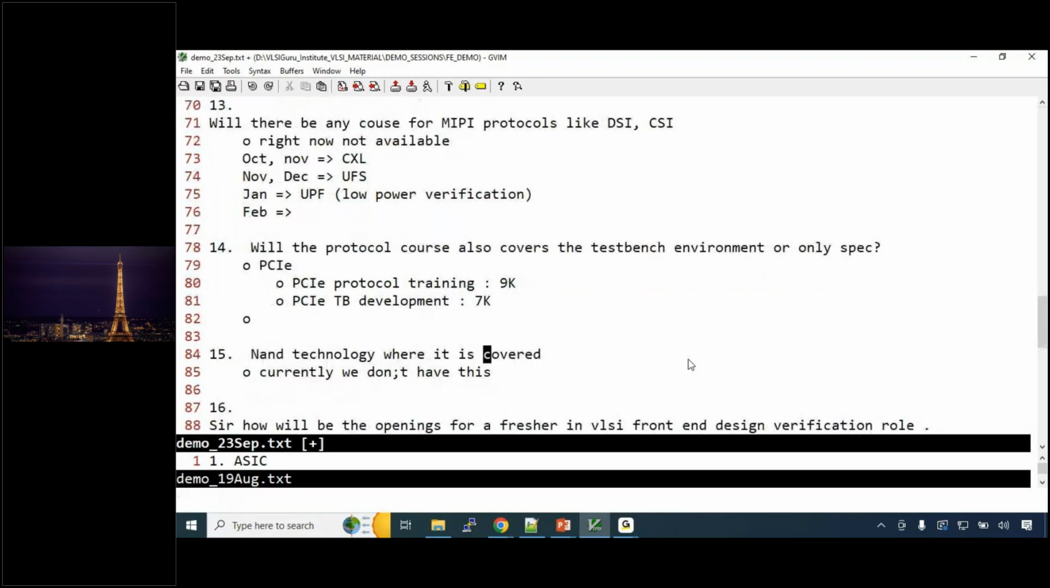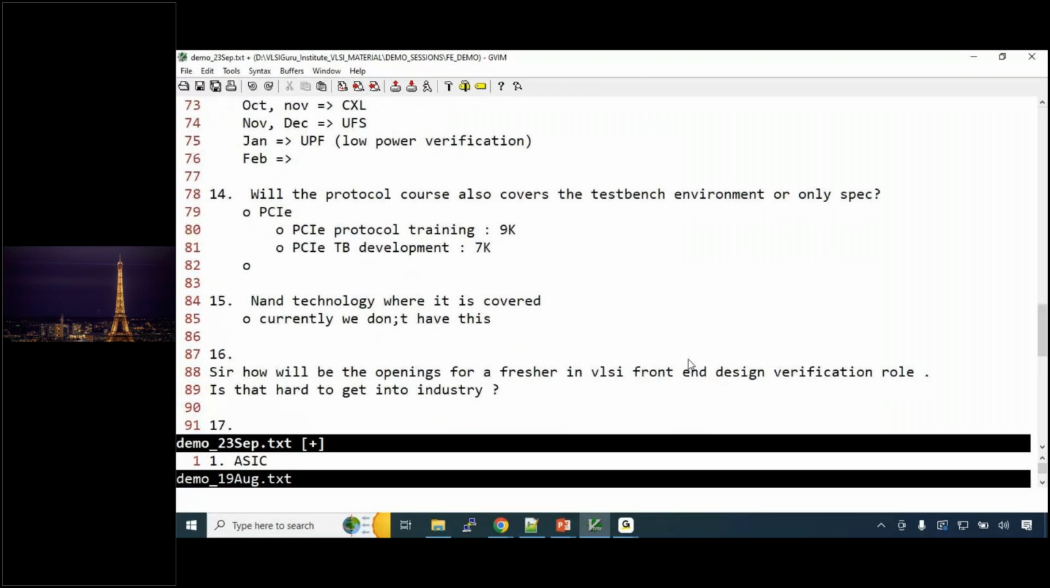NAND technology is used in NAND flash memories. Flash memories can be of two types: NAND technology based and NOR technology based. NAND means NAND gate, NOR means NOR gate. Those are the two possible technologies. We currently don't have that concept in the course, because you don't need to learn at that NAND level. It's different.